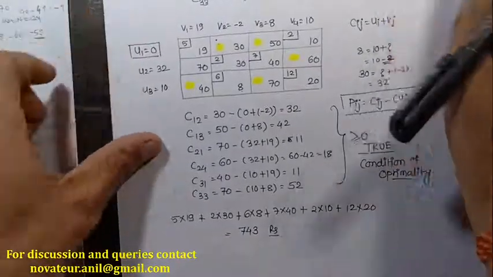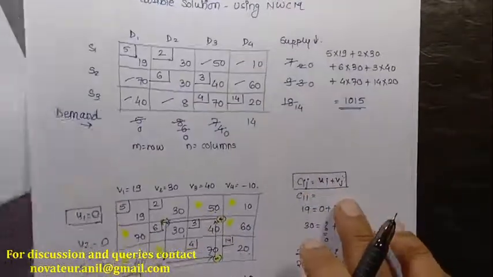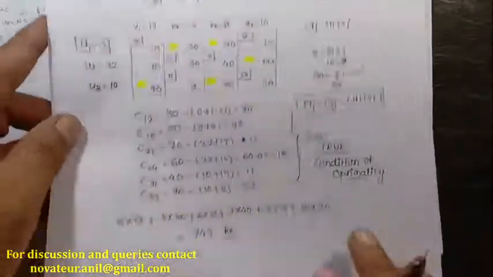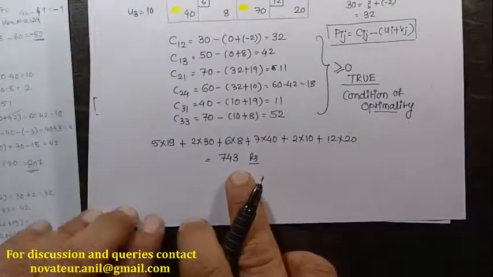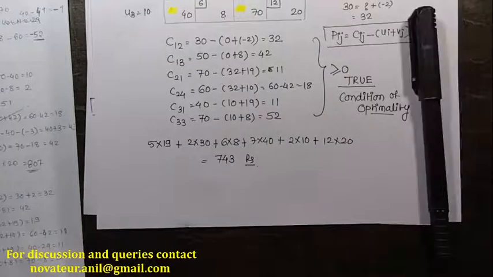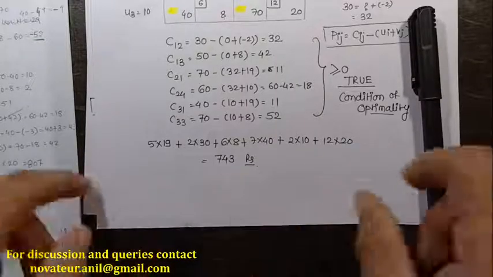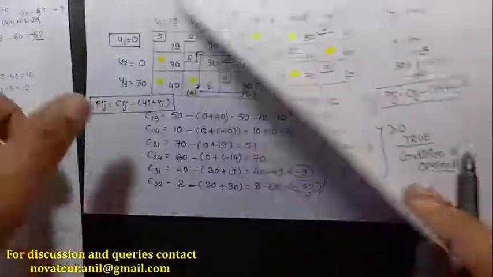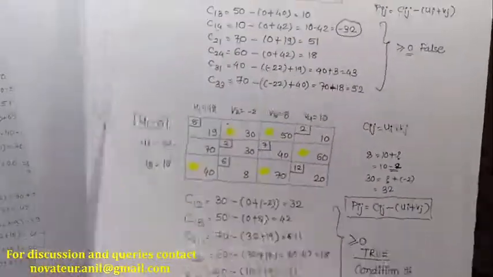So what is the initial feasible solution value? That was 1015. Definitely this cost is less than what we have achieved, 743. Hence, in order to find the optimal solution, that is the minimum cost required to carry out or perform the given transportation problem, the cost will be 743. So this is how we have done the transportation problem with the help of Modi method, and the minimum cost is found out.